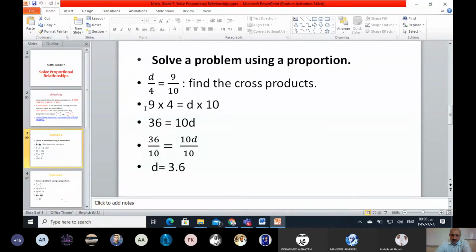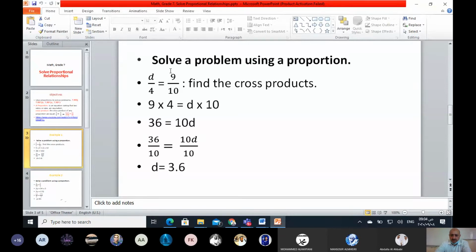How to solve this equation? 9 times 4 will be 36, and D times 10 will be 10D. Now, how to find the value of D? Divide the two sides by the coefficient, by 10. So, 36 divided by 10, then 10D divided by 10. Now 10 divided by 10 will be 1, remains D here, and 36 divided by 10 will be 3.6.